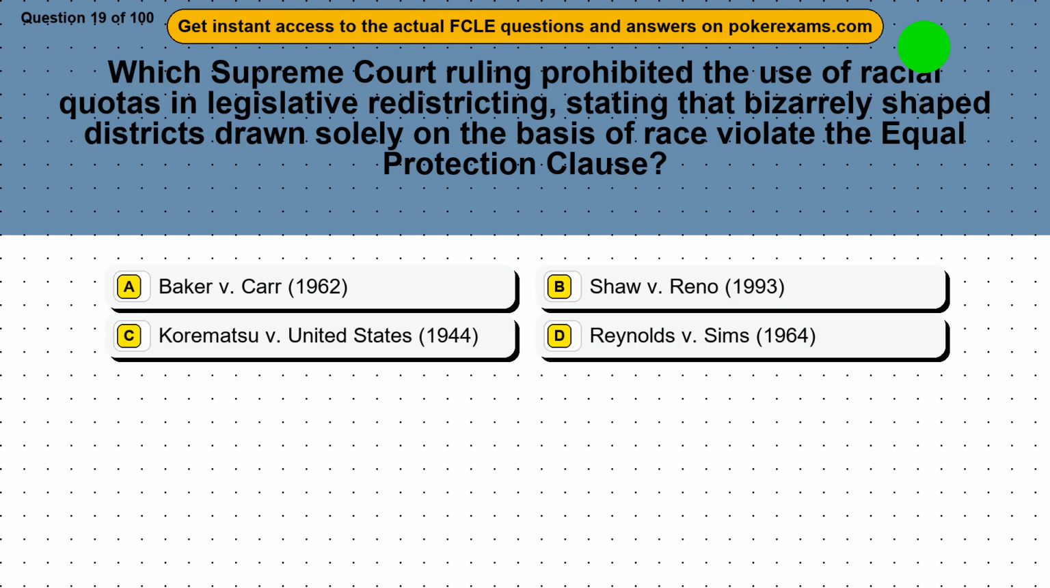Question 19. Which Supreme Court ruling prohibited the use of racial quotas in legislative redistricting, stating that bizarrely shaped districts drawn solely on the basis of race violate the Equal Protection Clause? Option A, Baker v. Carr, 1962. Option B, Shaw v. Reno, 1993. Option C, Korematsu v. United States, 1944. Option D, Reynolds v. Sims, 1964.